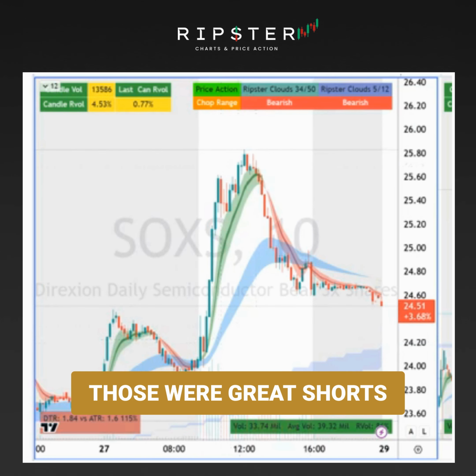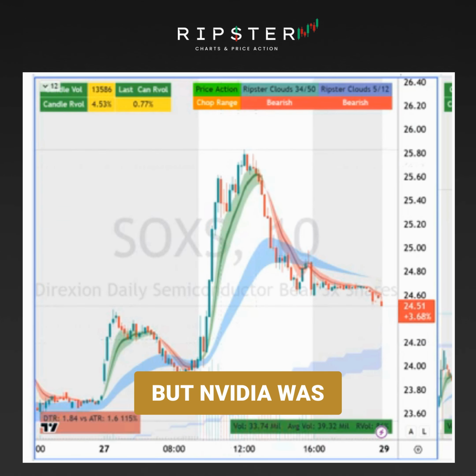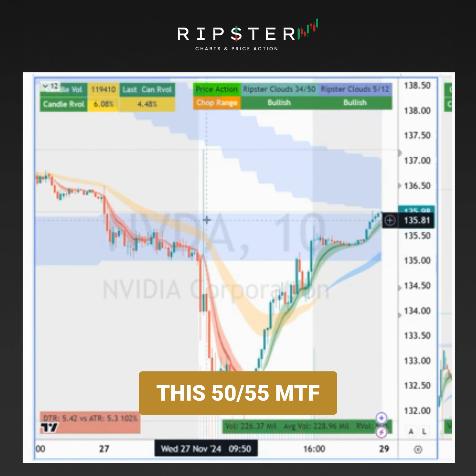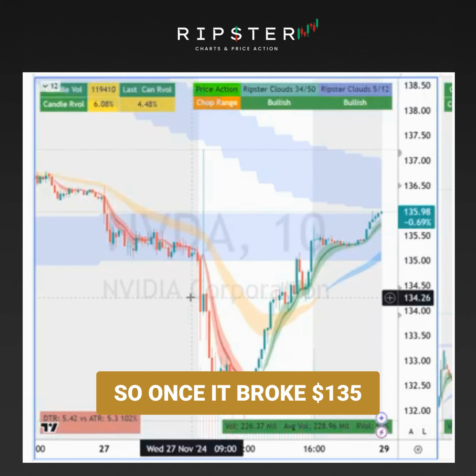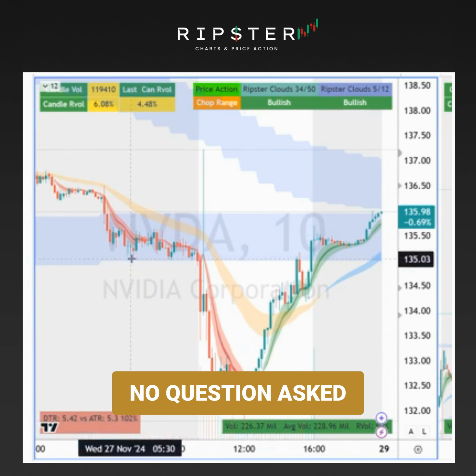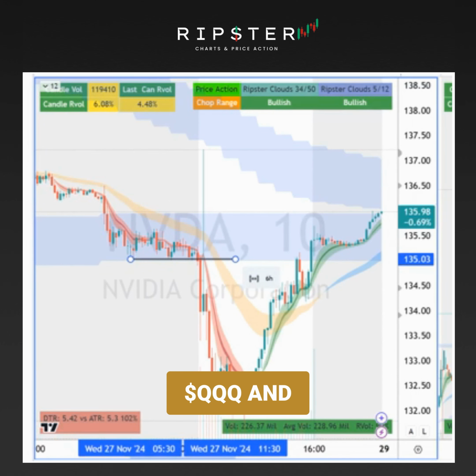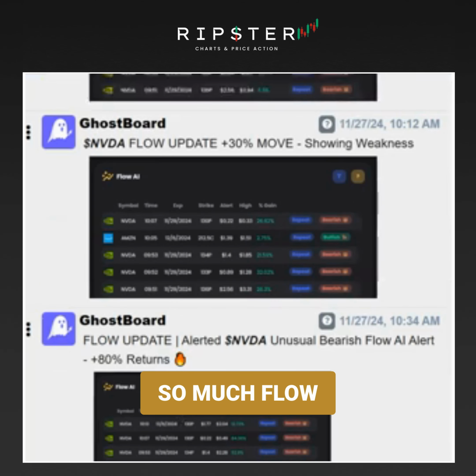Qualcomm, AVGO, all those were great shorts. A lot of opportunities to make money there. But Nvidia was a great short because it broke the 50, 55 MTF Ripster clouds. Once it broke 135, it was a clean short. No questions asked, just short it. So we are shorting QQQs and we are shorting Nvidia. And Nvidia has so much flow, a crazy amount of flow.